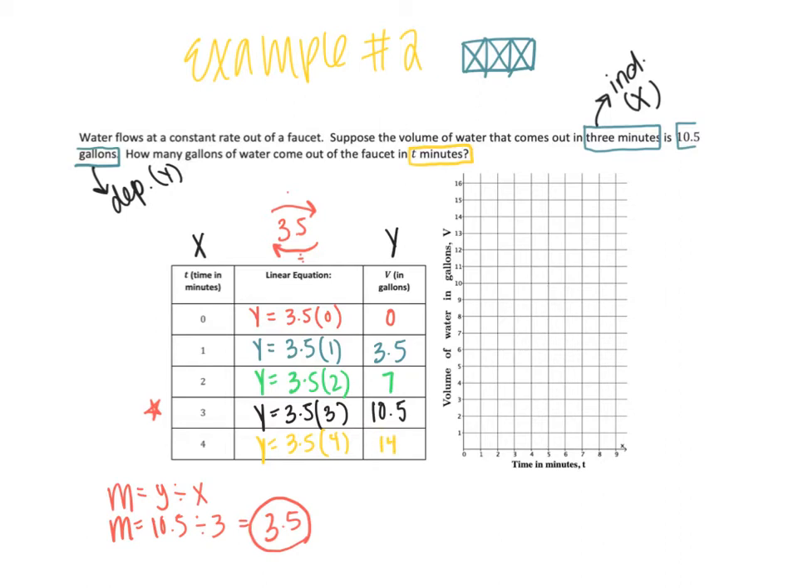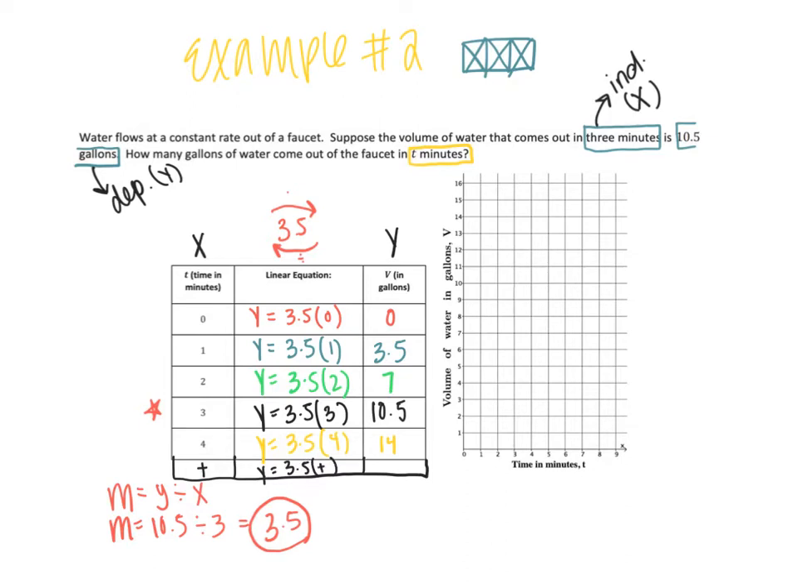All right, so I've filled out my table, but I still haven't answered their question. It says how many gallons of water come out of the faucet in t minutes? So if this was just a t, what would I write for my equation? Well, if my x value was a t, I would just say that y equals 3.5 times t.